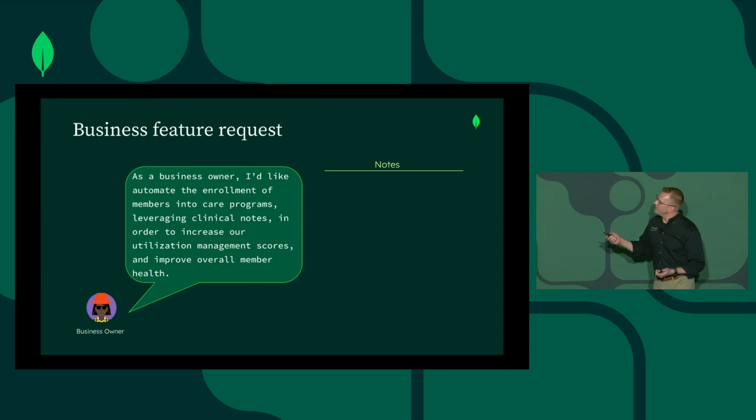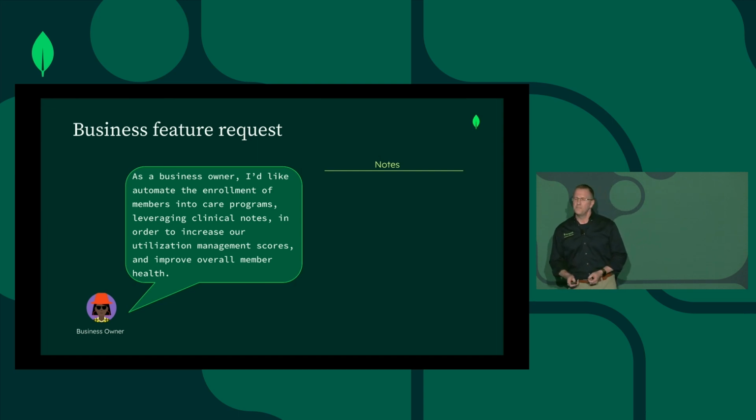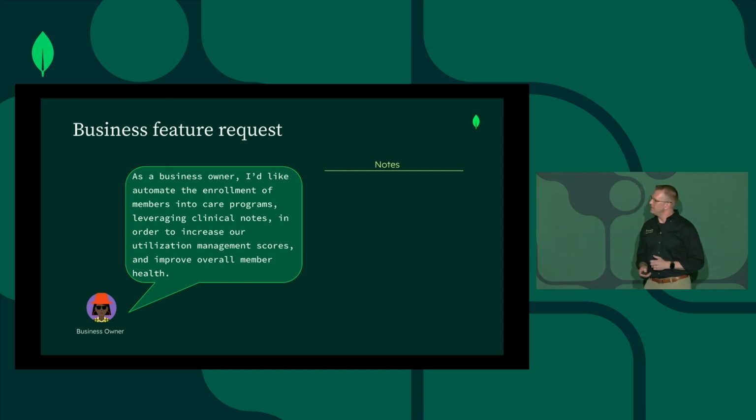So as a business owner, I'd like to automate the enrollment of members into care programs, leveraging clinical notes in order to increase utilization management scores and improve overall health. For those of you who don't work in health insurance, utilization management is a big deal, especially in the Medicare Medicaid space, because the government is going to give you, as the insurer, a monthly stipend per member per month. And if your members aren't going to get routine health exams, the government's going to audit you and say, well, if your members aren't utilizing services, I'm not going to reimburse you for those services. I'm actually going to pay you less. So it's a really, really big deal in healthcare.